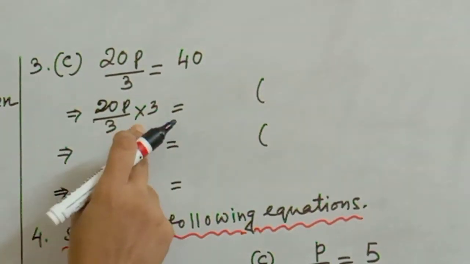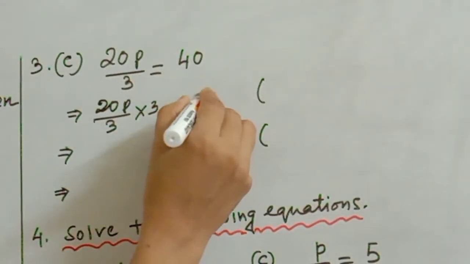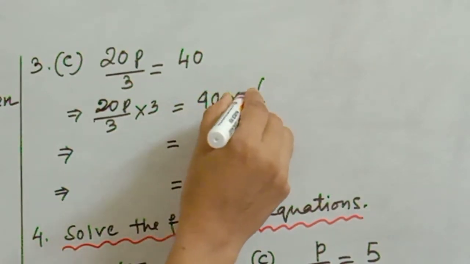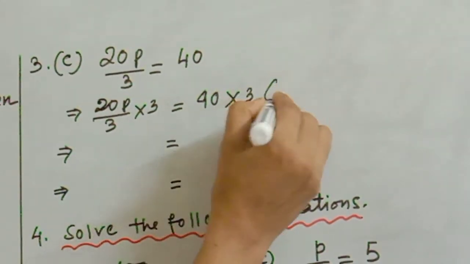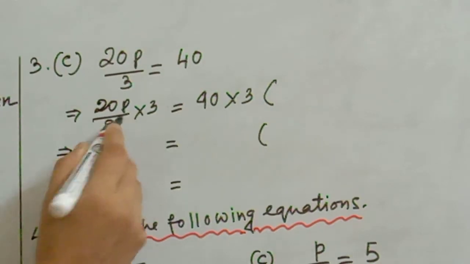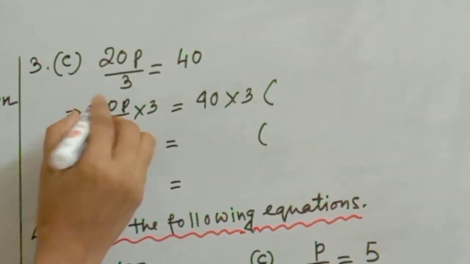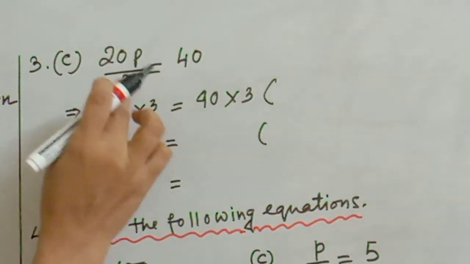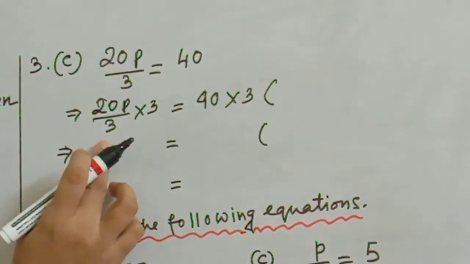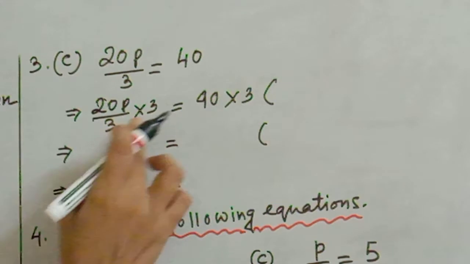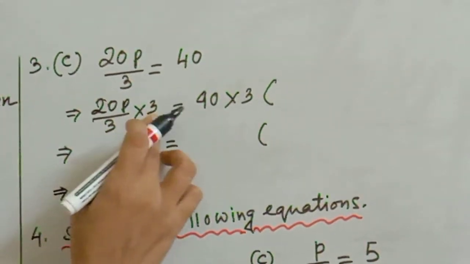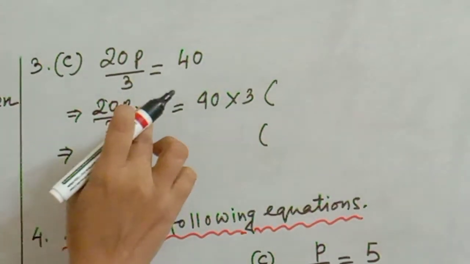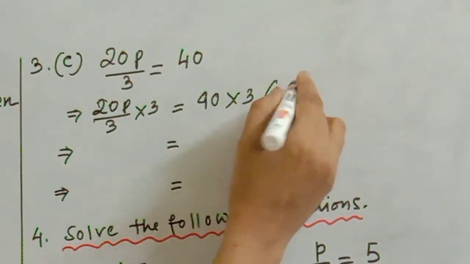The same work I have to do on the right side also. 40 into 3, what extra work I have done here, I have multiplied by 3. The sum was given in this way, 20p by 3. I have multiplied 3 to cancel 3 from this denominator. The same work I have to do here also, and this is the first step.